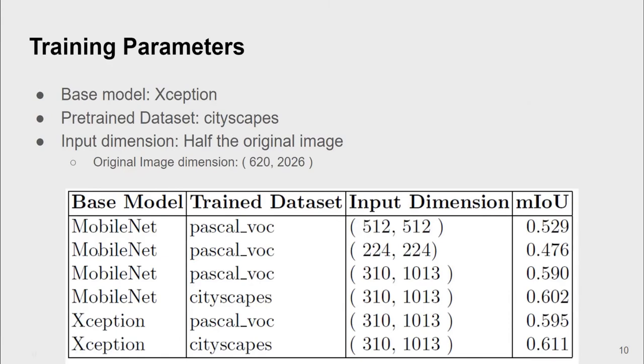Another thing we found out is that using the Xception-based model trained on the Cityscapes data set yielded the best intersection over union score. So this is the model that we decided to use.